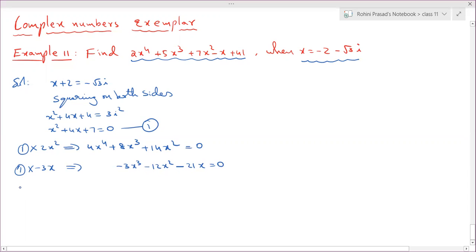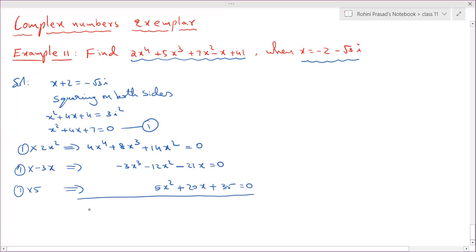And then we need 7x square. This is already 2x square and we need 5x square, so multiply with 5. So 5x square plus 20x plus 35 equals 0.